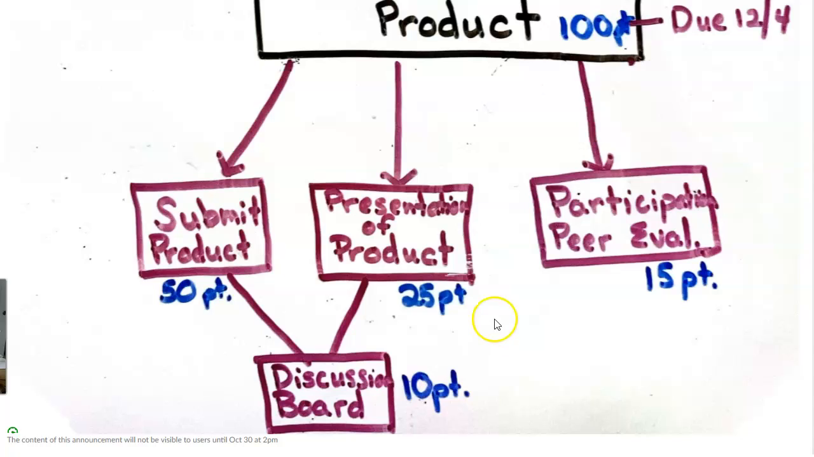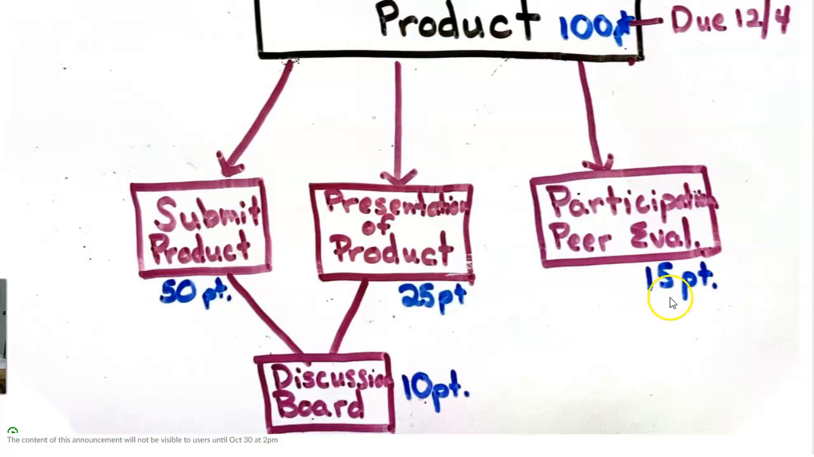Now previously I had peer reviews done in Go React for your presentation product, but this is what's changed. So you're going to submit your product separately, your presentation separately, and then you're going to submit them, same thing, to a discussion board. So only one member of the group has to submit it to a discussion board, and then you're going to do peer reviews of at least 3 of those presentations.